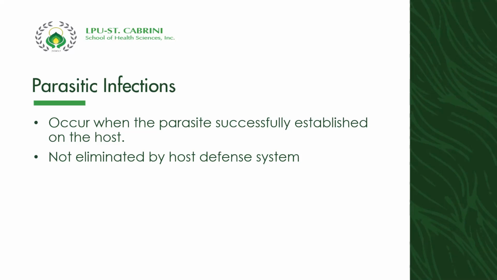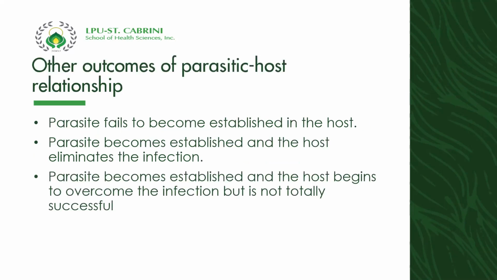Remember also that not all interactions between the host and parasites result in injury. Not all interactions of parasites and the host cause an injury. It can happen because of the following. Number one, the parasite fails to become established in the host. Meaning to say, the immune system or defense mechanism of the individual is intact, not allowing the parasite to cause an infection in humans.